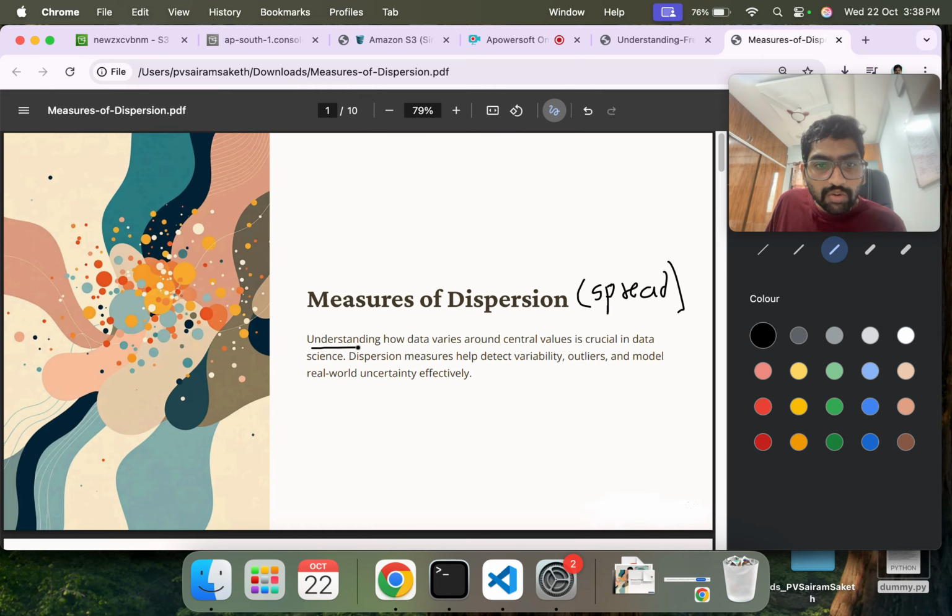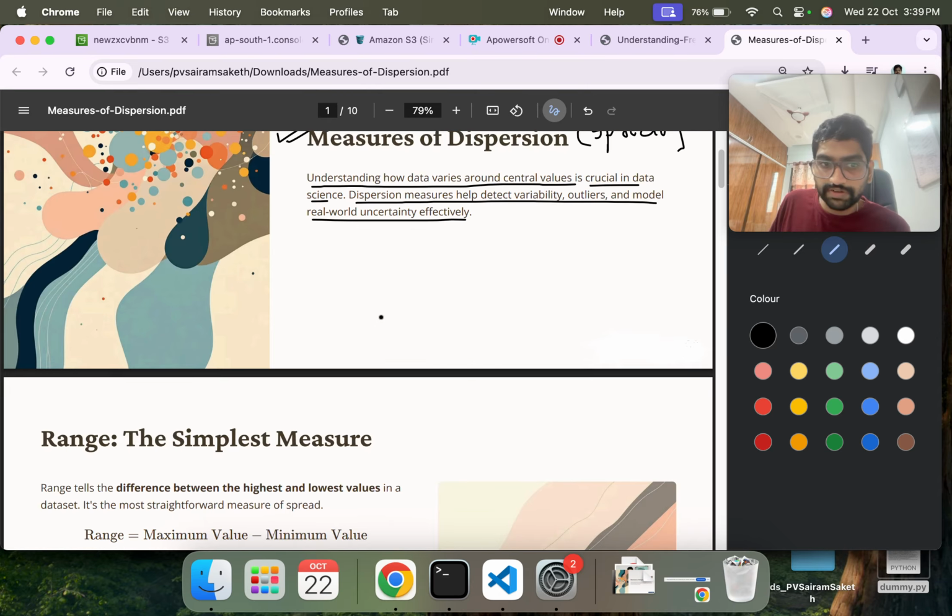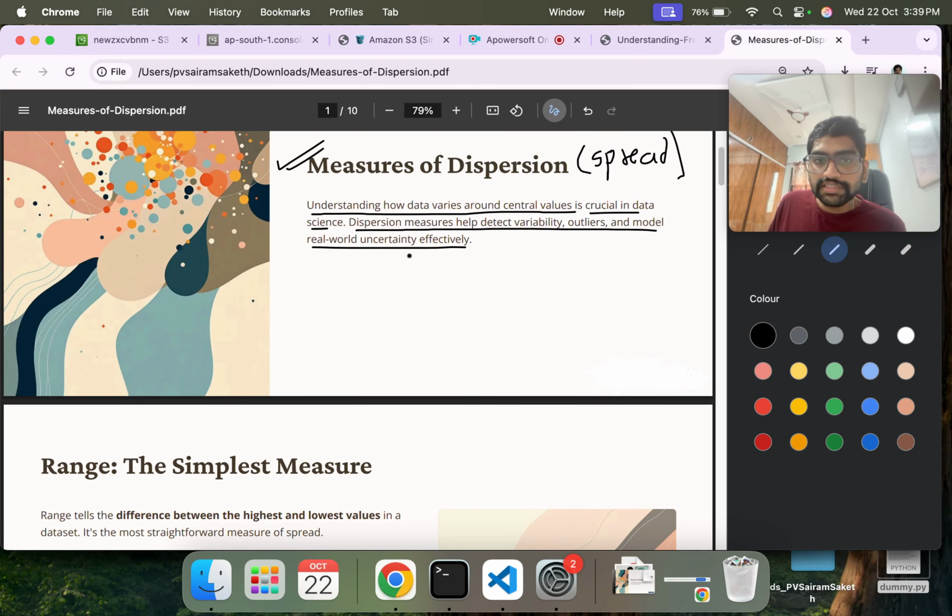So, understanding how the data varies around the center values is crucial in data science. Dispersion helps to detect variabilities, outliers, and model real world uncertainty effects. So, what does this mean? It means that how the data is spread around the center is nothing but the measures of dispersion. It helps in finding out the outliers, the range, the interquartile range, and in removing the outliers using the box plot, and all these things come under measures of dispersion. We will cover this in two lectures because this is a very important concept. So first we will study some of the dispersion measures.